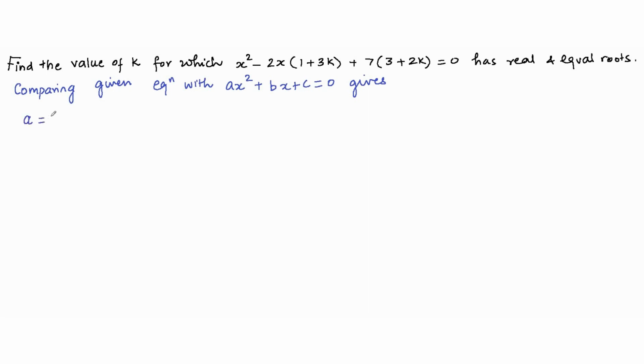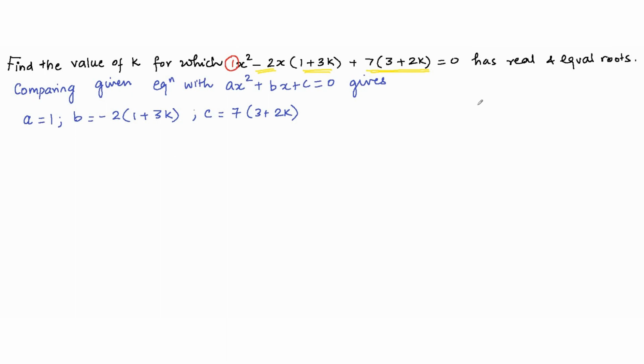A is the coefficient of x square, which is 1. B is the coefficient of x, which is minus 2 times (1 plus 3k). And c is 7 times (3 plus 2k). Again, please notice that the coefficient of x square is 1. So a is equal to 1. The coefficient of x is minus 2 into (1 plus 3k). And the value of c is the constant, which is 7 times (3 plus 2k).